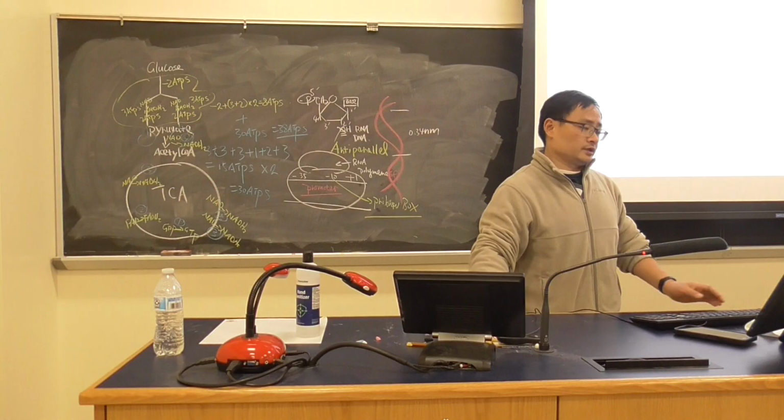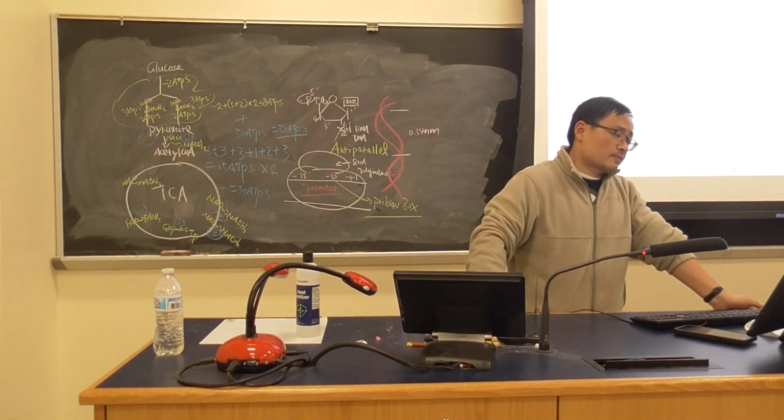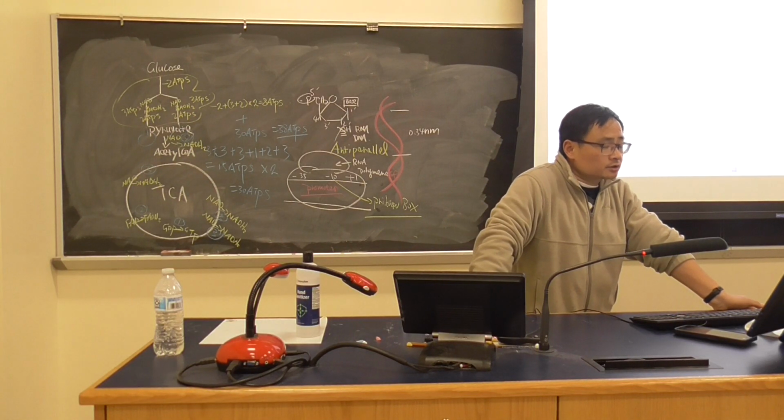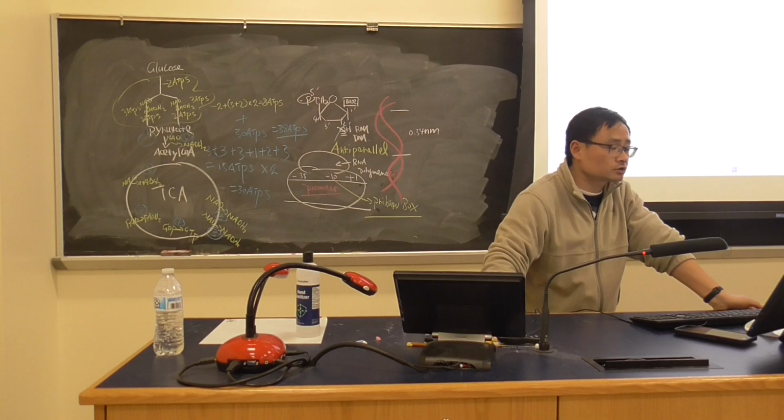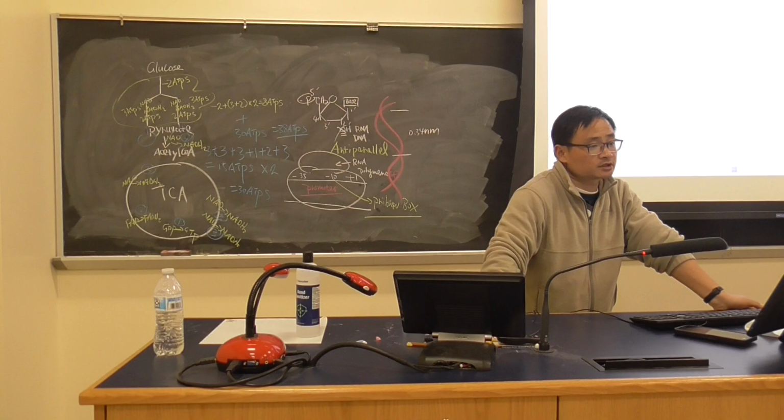Which of the following is not a termination codon? We mentioned the termination codons, it should be very clear: UAA, UGA, and UAG. And the initiation codon, we call it the start codon, is always AUG, which represents methionine. So AUG.